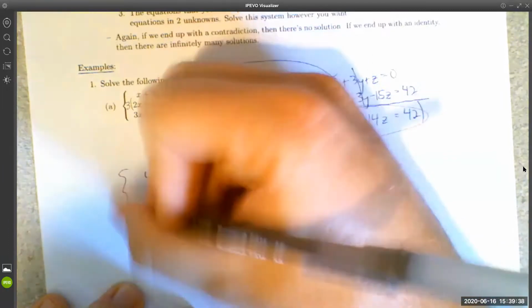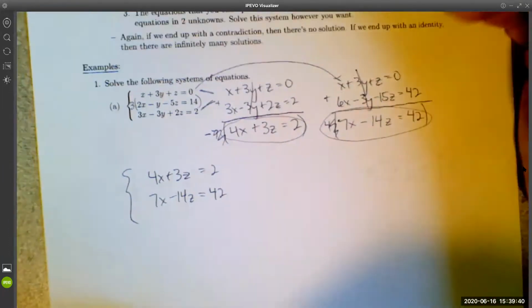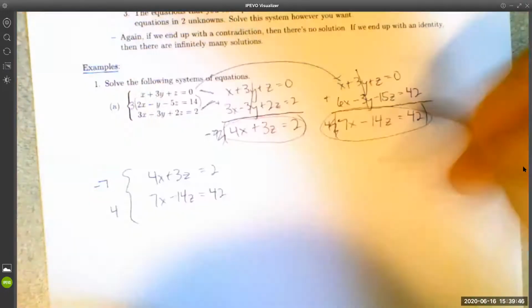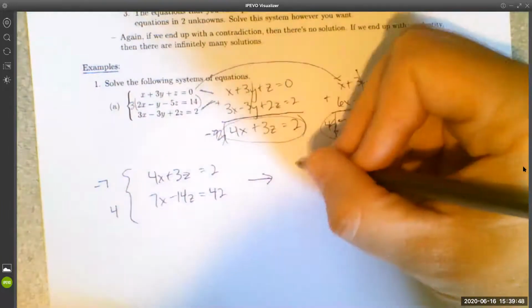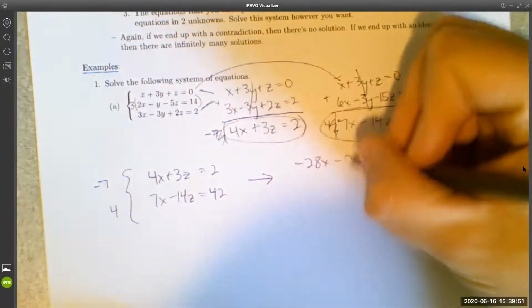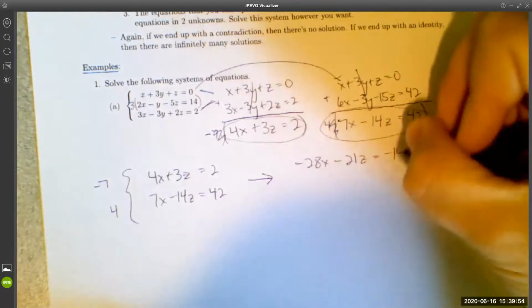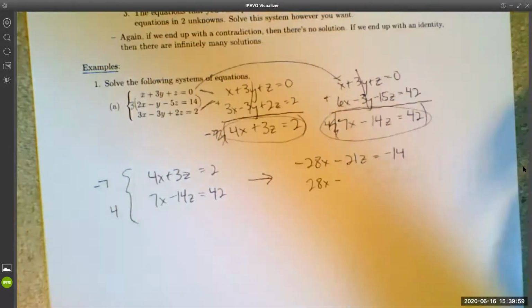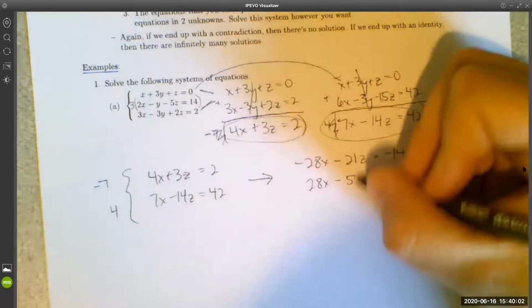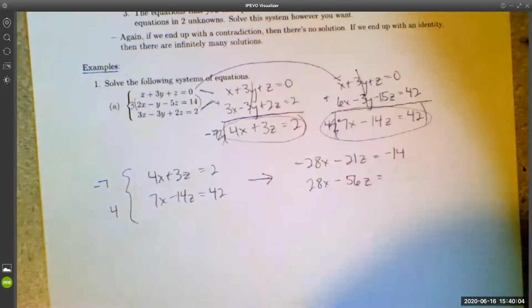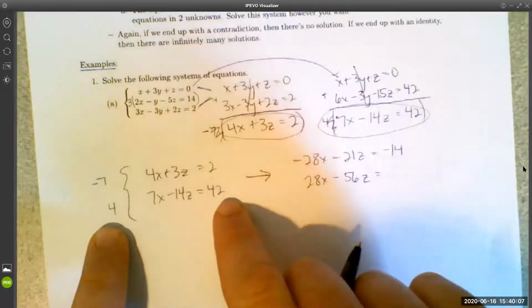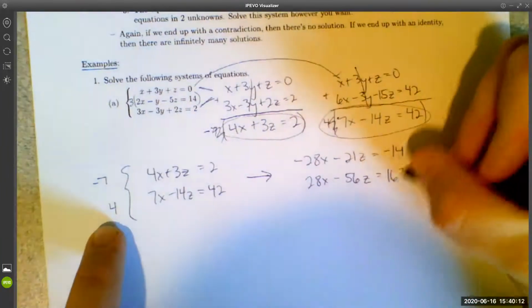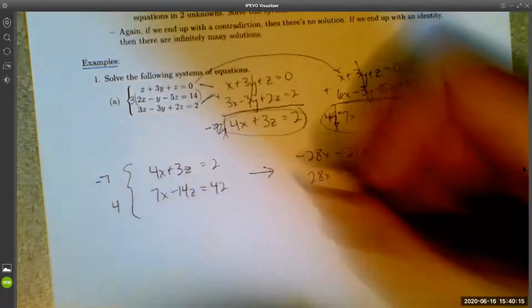This is my new system. I'm going to do negative 7 times the top and positive 4 times the bottom to get negative 28x minus 21z equals negative 14, and 28x minus 14 times 4, that should be 56z, equals 168. That wasn't terrible, actually. Look at me complaining. It wasn't that bad.